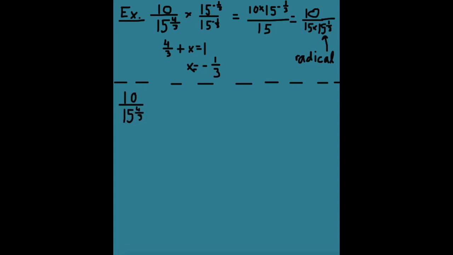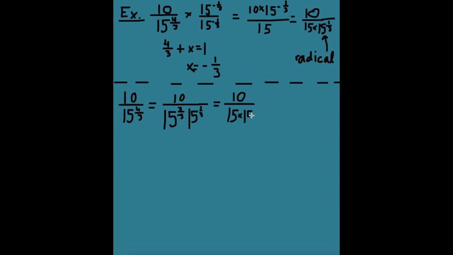In the denominator, when the numerator of the exponent is greater than the denominator of the exponent, we split the exponent up. 15 to the 4 over 3 power, where 4 is in the numerator and is greater than 3, which is in the denominator, we can use properties of exponents to split it up to 15 to the 3 over 3 power times 15 to the 1 over 3 power. 15 to the 3 over 3 power is 15 to the 1st power.